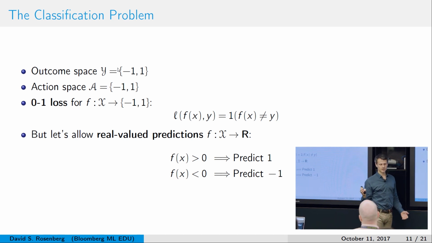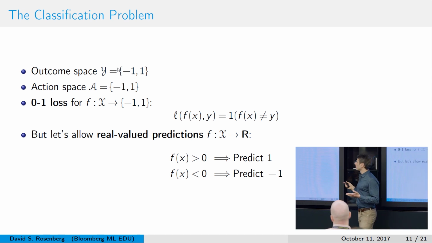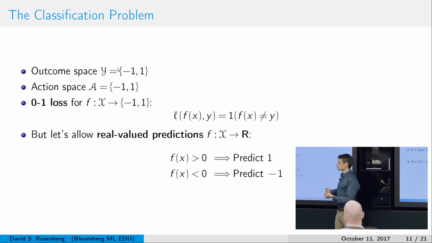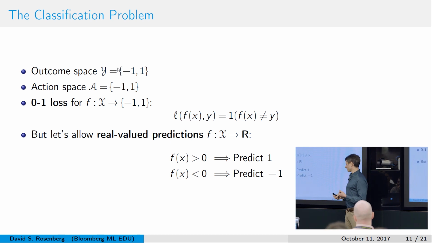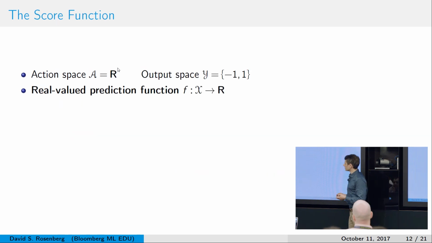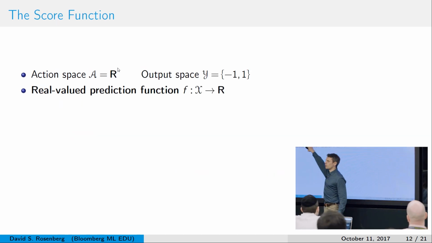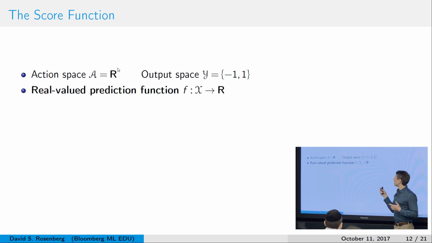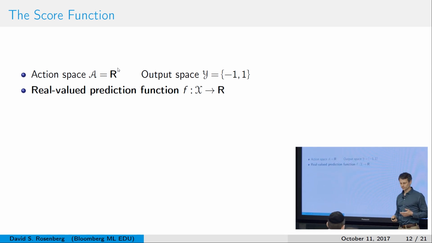All right? But now we can have hypothesis spaces of functions that produce real values instead of 1s and -1s. And it'll allow different loss functions that are more tractable and easier to work with. So now we've changed our action space from 1 and -1 to reals, because we're producing reals. And we'll have a real value prediction function.